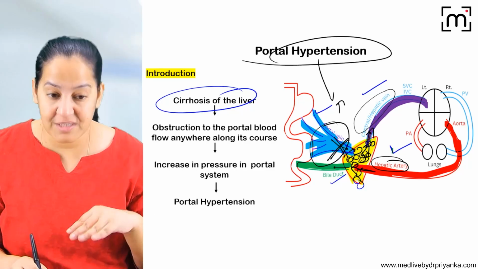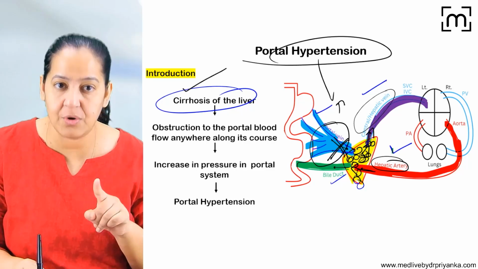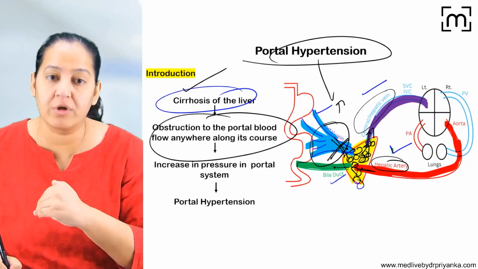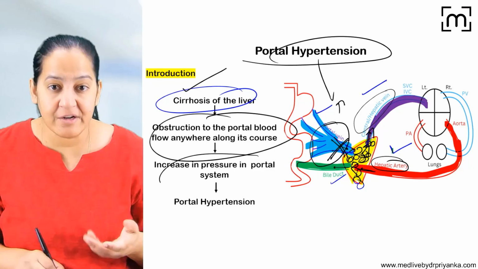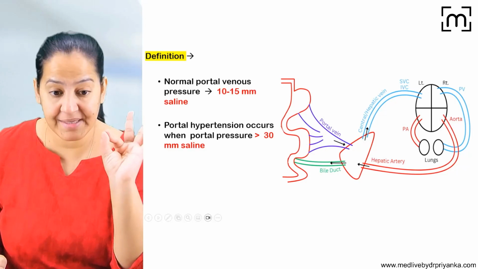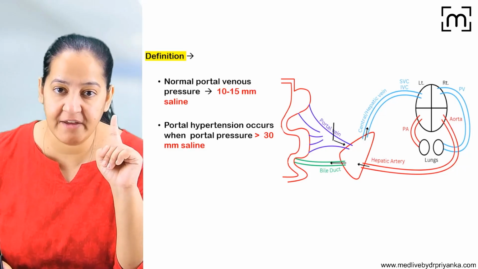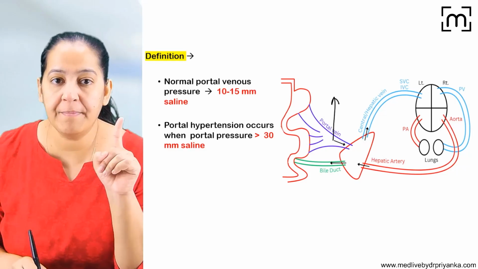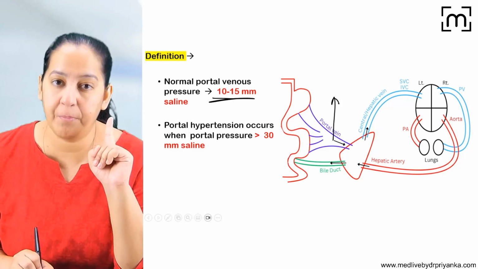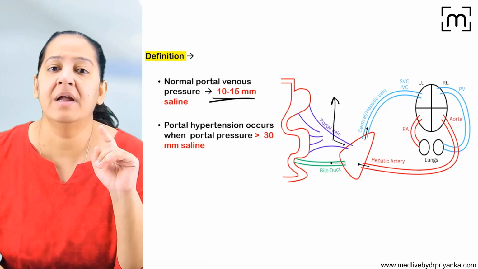So portal hypertension is a consequence of cirrhosis. Whenever there is cirrhosis of the liver, there is an obstruction to the portal blood flow to the liver, and there is increased pressure in the portal system. That is leading to portal hypertension. If we measure the pressure in the portal vein in a healthy individual, the normal pressure is 10 to 15 mm of saline.